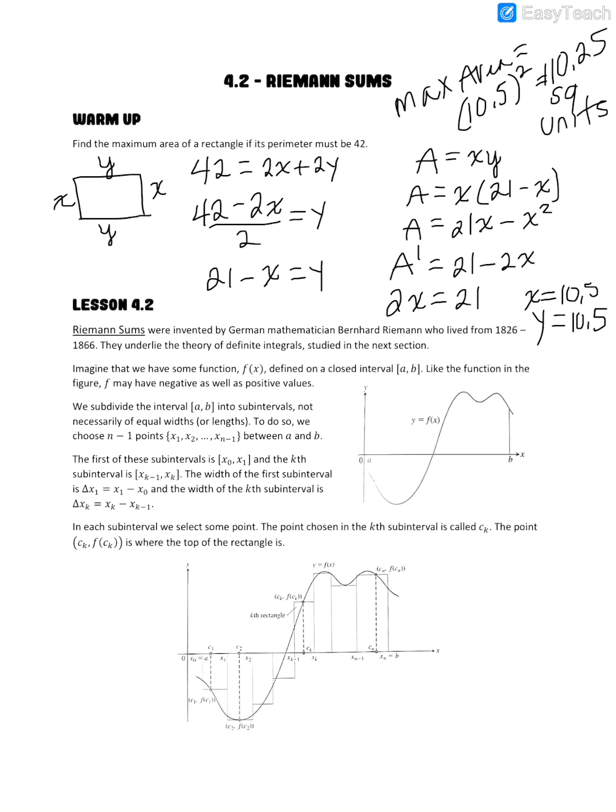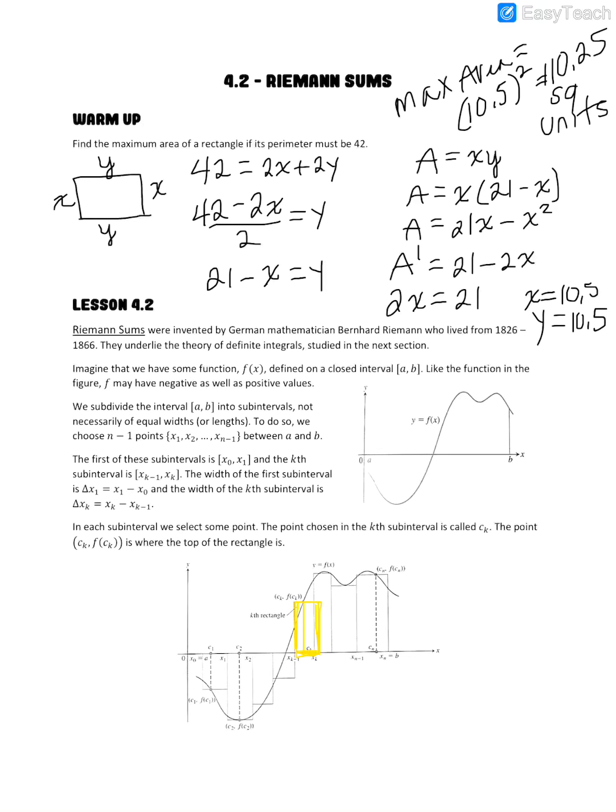All right, in each subinterval, we select some point. The chosen point in the kth subinterval is called c sub k. The point c sub k, f of c sub k, is where the top of the rectangle is. Okay, so just look at the picture. It'll help make it make sense. We have each rectangle that we've drawn here. In each rectangle, we're picking a point. That point is where we basically just say, okay, this is where I'm going to put the top of the rectangle. I go up until I hit f, until I hit the graph. That becomes the height of the rectangle. Okay, that's all it's saying.